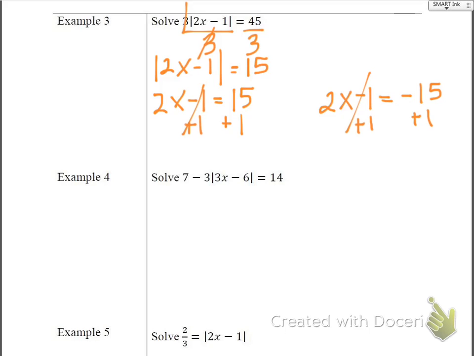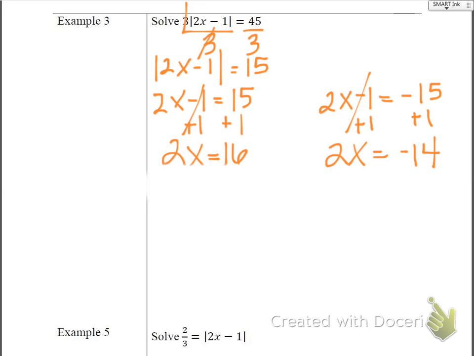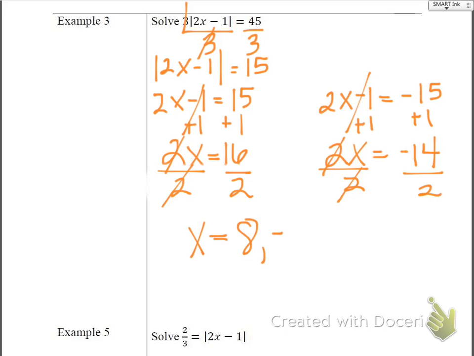When I add 1 to both sides, that's going to give me 2x equals 16, and 2x equals negative 14. Thumbs up if you've got this so far. Excellent. I'm running out of room, so let me clear some space here. So then what would I do to solve for x? Good, divide by 2. So you're going to divide both sides by 2 on both equations. And you should get two answers. X equals 8 and x equals negative 7.